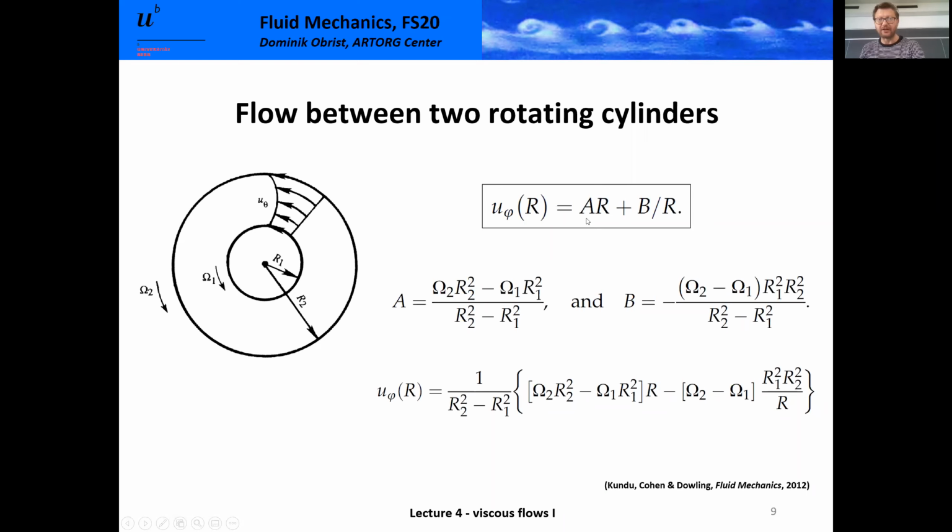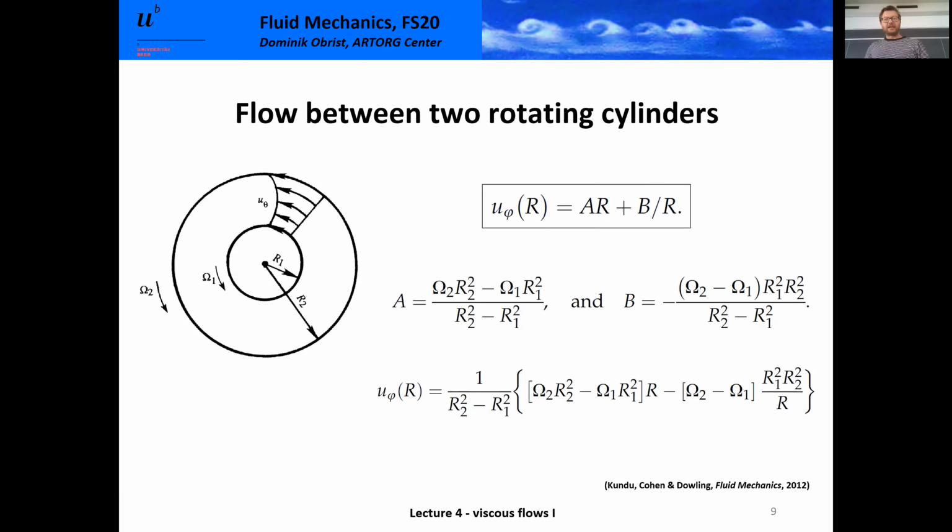A times R is like a solid body rotation, so it's what you get if you have a bucket of water rotating steadily for a long time, and the whole fluid is moving as if it was a solid body rotation. And the second term is what we call an ideal vortex. It's the vortex without vorticity.